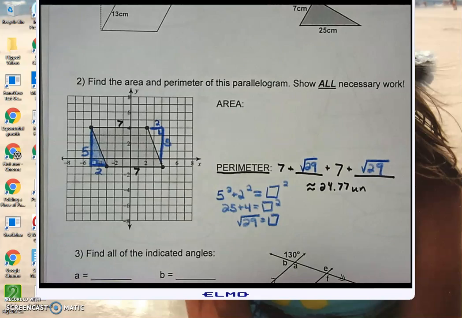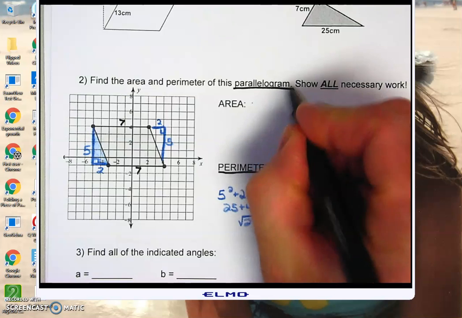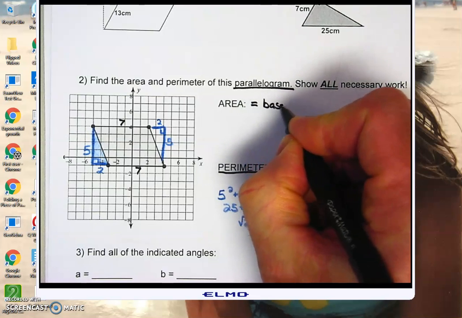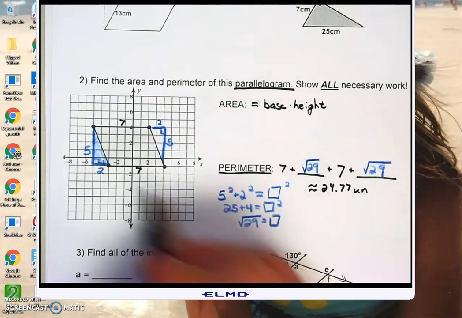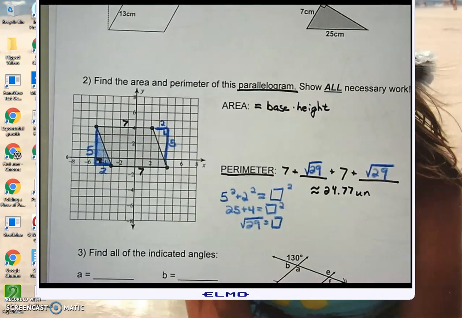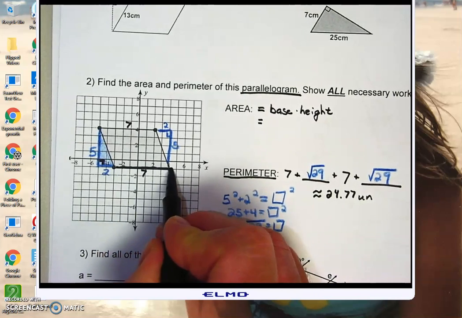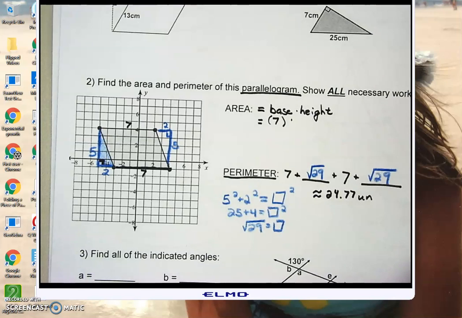Now for area, I would love to see you write the formula, and we know it's a parallelogram, so I know the area equals the base times the height. And so I'm going to look for a right angle. And it just so happens that I made a right angle when I was finding the perimeter. So one side of the parallelogram is the base, and that will be 7. And the height is the other side of the right angle.